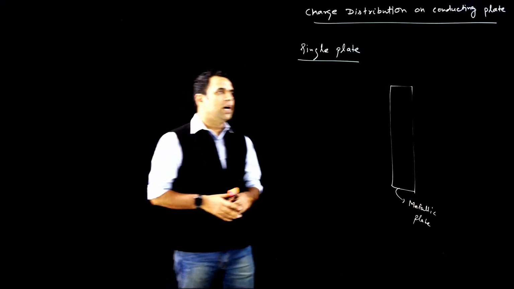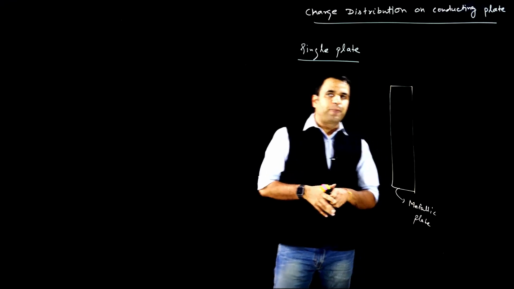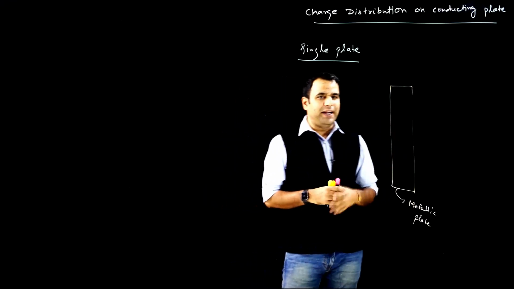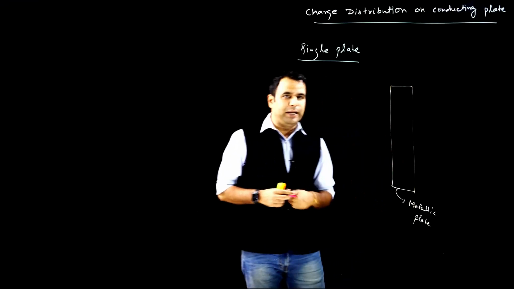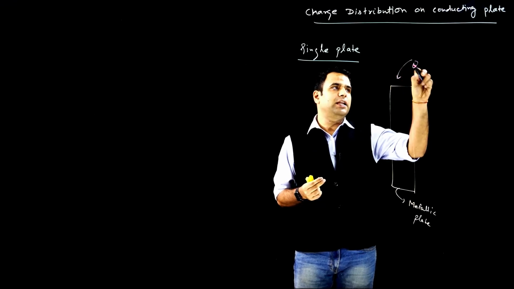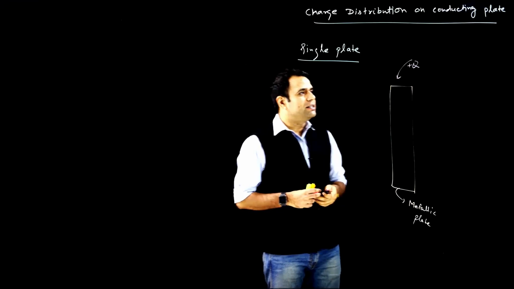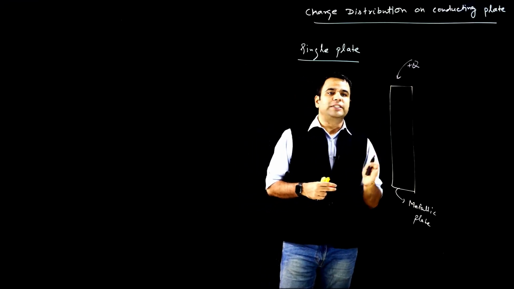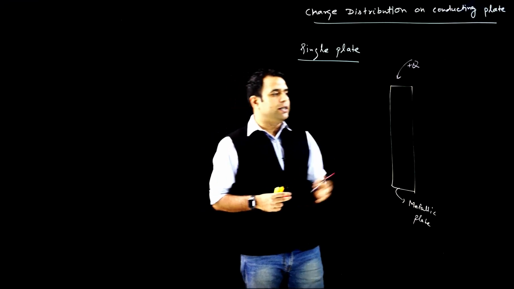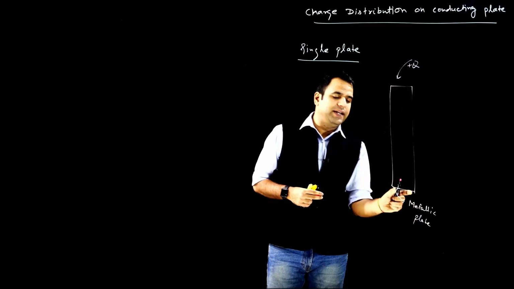Hello. Now we will see how the charge will get distributed across a metallic plate. So first we are starting with a single plate. I'm having this single plate, it has some thickness, it's a metallic plate. And we want to see, if I provide, let's say, capital Q charge, positive charge, how that charge is going to get distributed onto its two surfaces. I'll be assuming zero charge here and here.